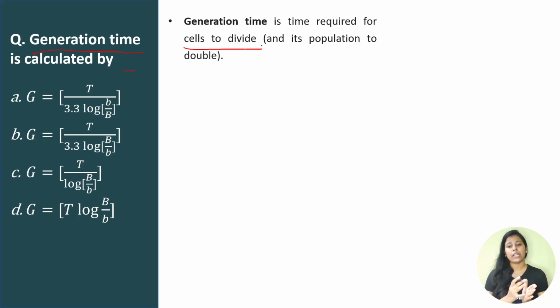So generation time is basically the time required for the cells to divide, or we can say in how much time the whole population is doubling, because we know that bacteria or the microorganisms are basically dividing by binary fission. So they are doubling actually, 1 to 2, 2 to 4 and further on. So in how much time this whole population is doubling, that time taken for this new generation to be formed, that is called generation time, or the time required for the cells to divide.